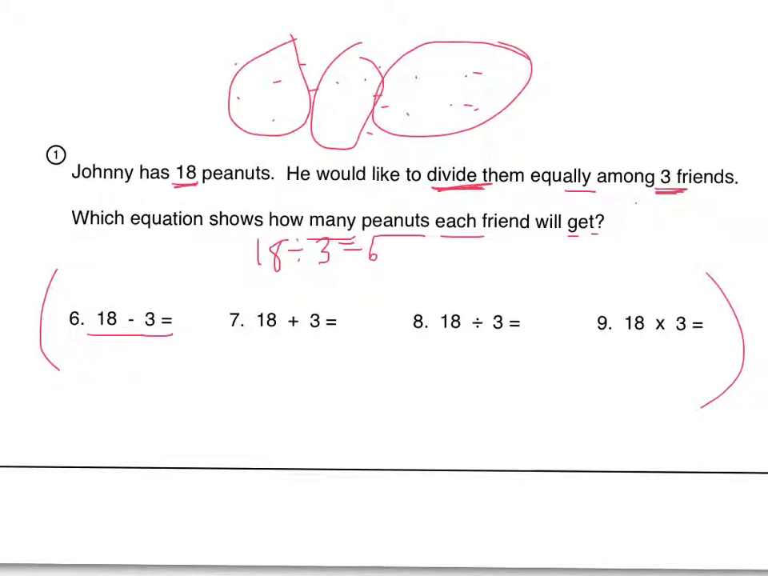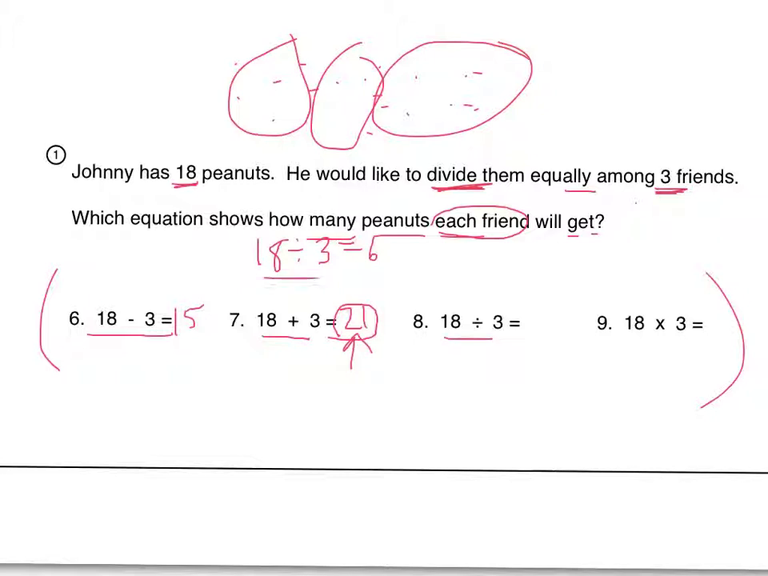18 minus 3, well, that answer is 15. Will each friend get 15 peanuts? Well, that would be a lot more than 18 if you have 3 people with 15 each. 18 plus 3 is 21. Each person gets 21? Does that make any sense at all? He's only got 18 peanuts. How is each person going to get 21 peanuts? That makes absolutely no sense.